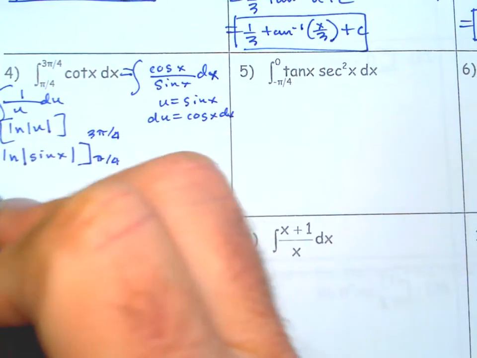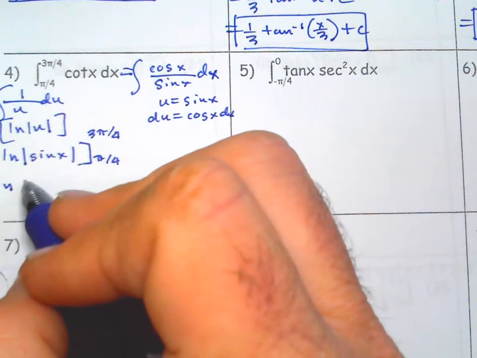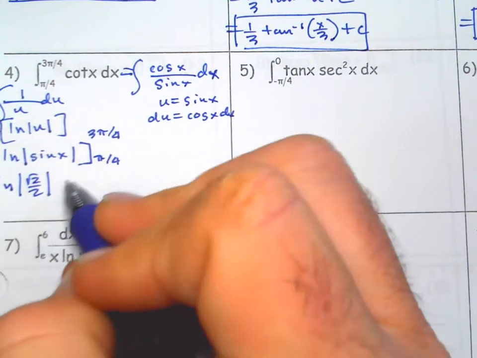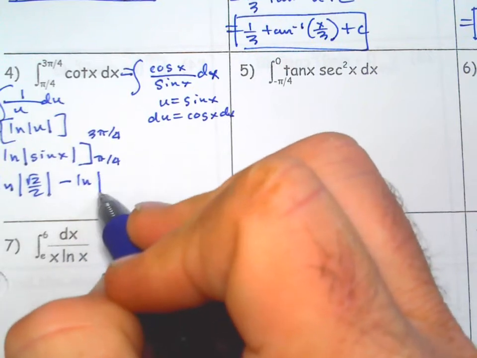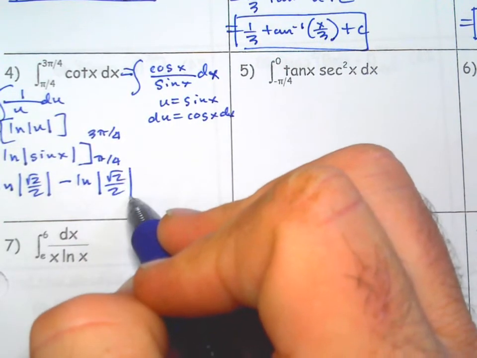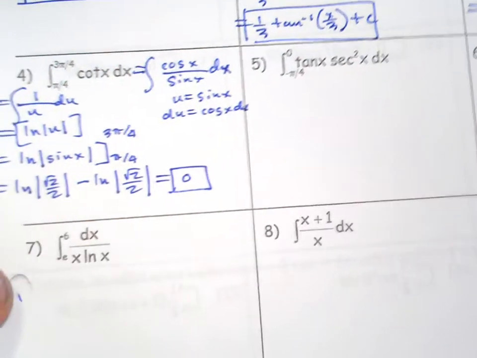So sine of 3 pi over 4 is going to be root 2 over 2, minus natural log of sine of pi over 4, which is also going to be root 2 over 2. So we're going to get 0. Okay, all right.